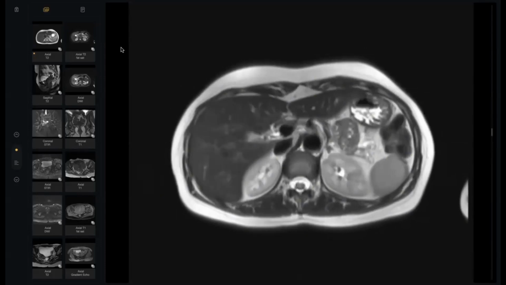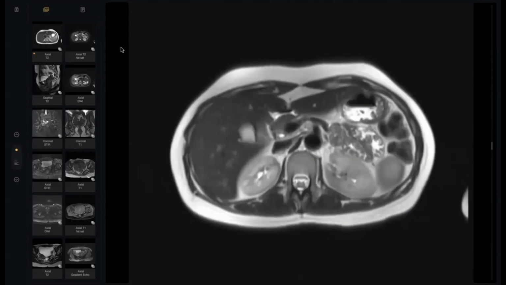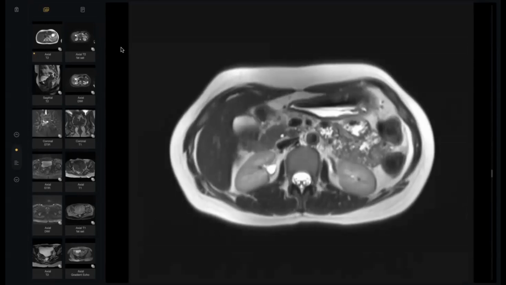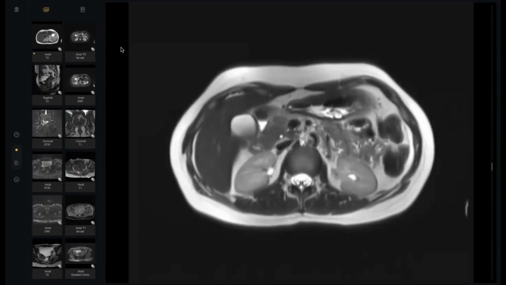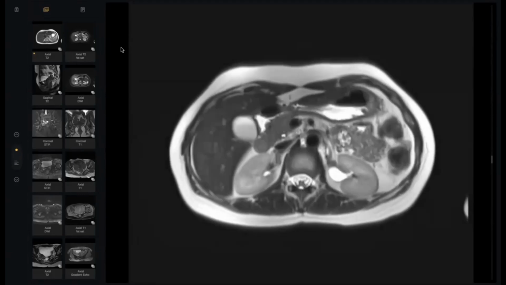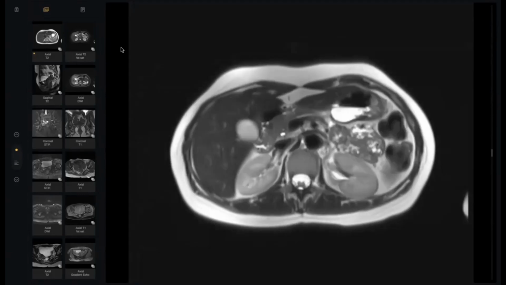Sir, I don't think it can be. I don't remember any other association. No. See, there are anomalies. There is another anomaly. Please try to pick it up. Look here, doctor. Here. So there is some hydronephrosis on the left side. Don't only worry about the kidney.